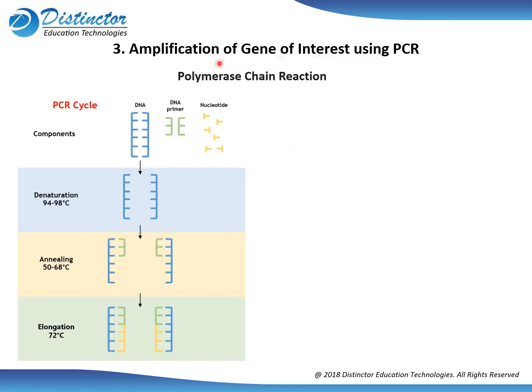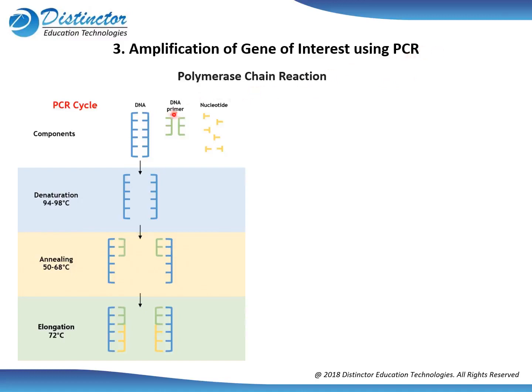So we are going to amplify. Amplification means multiplication of a gene of interest. Through gel electrophoresis, the desired DNA can be taken out. Once it has been taken out, we need to have a larger number of the gene of interest, and only then can we achieve the product. For that we are using a mechanism called the polymerase chain reaction.